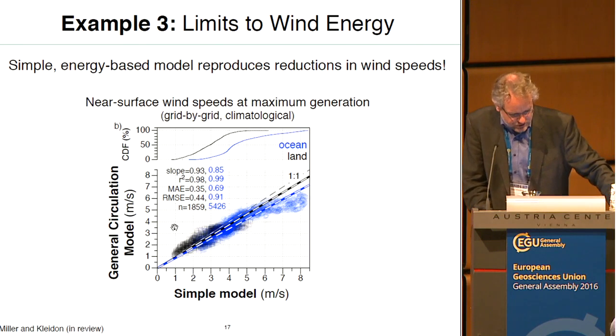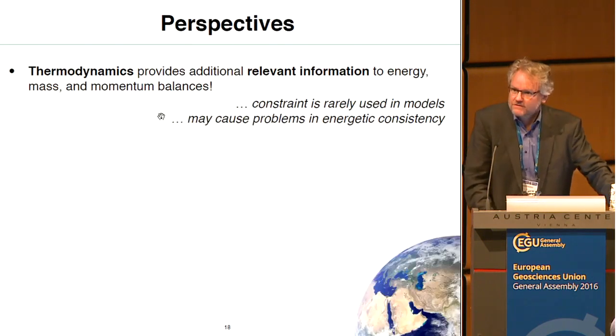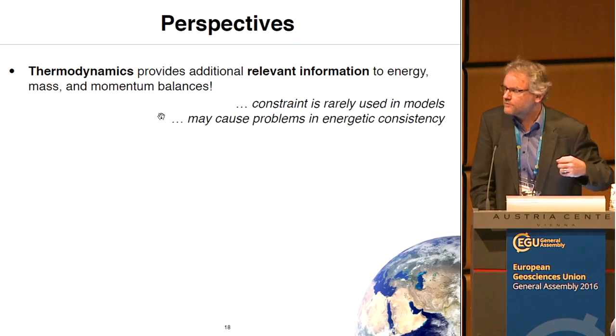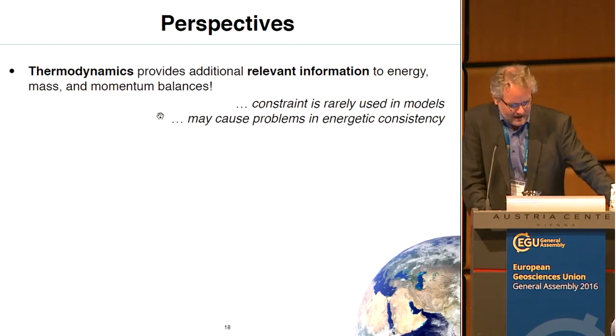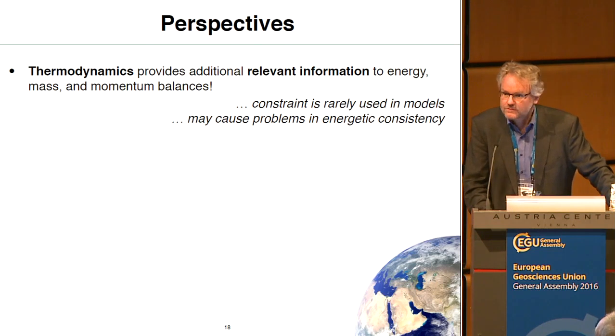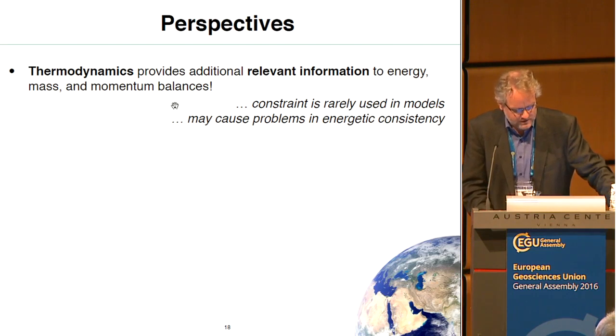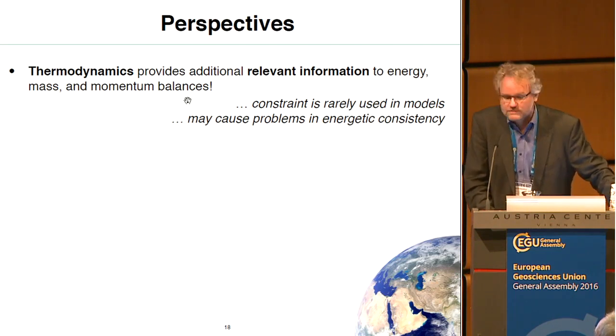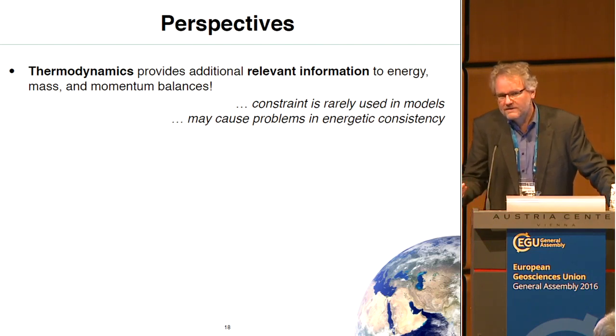And so, with this, I want to come to perspectives, or I didn't think summary is appropriate, so I thought, well, what does it actually mean? I think what it means first is that thermodynamics really adds additional relevant information to how we model systems. We all know energy, mass balances, and momentum balances, but we hardly think about the entropy balance. So it's a constraint that is rarely used in models, and it may cause problems in what I refer to as energetic consistency. I think the prime example for this is limits to wind energy.